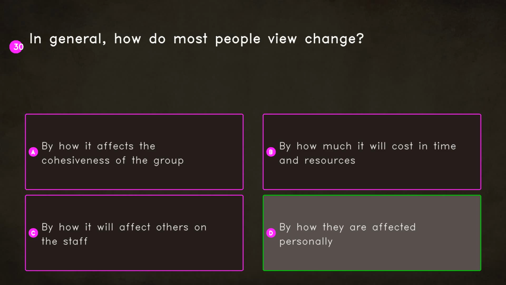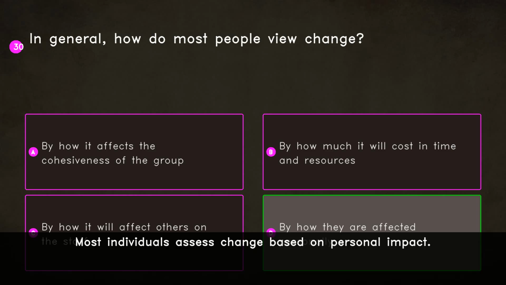The correct answer is by how they are affected personally. Most individuals assess change based on personal impact.